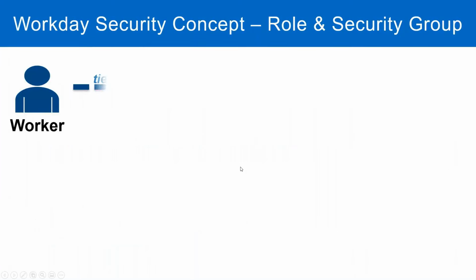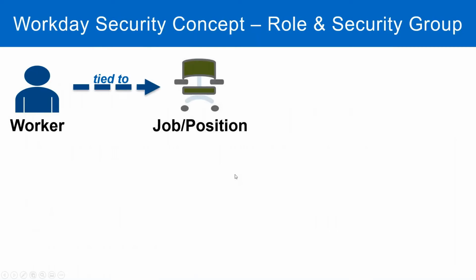We quickly looked at this, where we said that the worker is tied to a job or a position. I give you an example: if a worker changes the position, then what happens? Do they continue to keep the permissions of the previous position? No. They get the new set of permissions associated with the new position or the new role, whatever they are taking up, because the role is tied to the position. Always remember, the roles that we will assign today are always assigned to the position, not to the person.